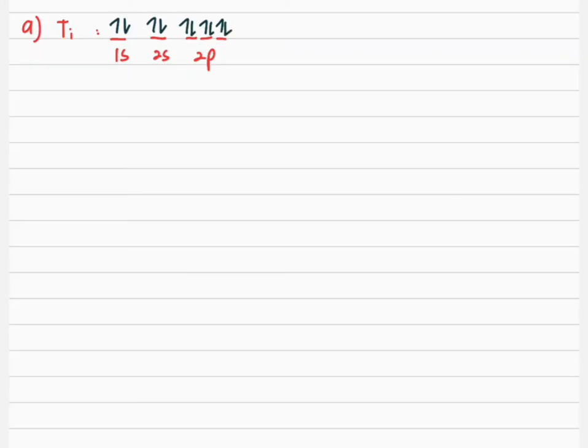Kalau dah isi sampai 2p, maksudnya awak dah isi 10 elektron. Okay, so after 2p, 3s, okay, 3p. Jom kita isi dulu. Tadi dah 10 kan? 11, 12, 13, 14, 15, 16, 17, 18. Okay, baru 18.